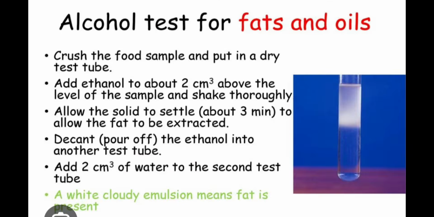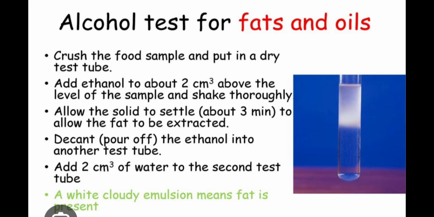Lastly, we will look at how to test food for fats. The procedure is as follows. First, we need to place about 2 cubic centimeters of food solution in a test tube. After that, we need to add 2 cubic centimeters of ethanol and shake thoroughly until the fat dissolves. After that, we need to pour off the ethanol into another test tube, and then we add 2 cubic centimeters of water to that test tube.